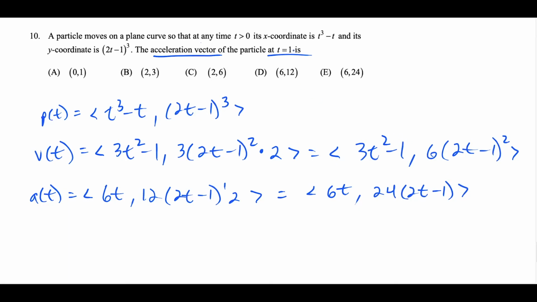So what is the acceleration vector at t equals 1? We just substitute in t equals 1, and now we have 6 times 1 is 6, comma, and then we have 24 times 2 times 1 minus 1, which is 2 minus 1, which is 1. So here is our acceleration vector. So for question 10, we have choice E.